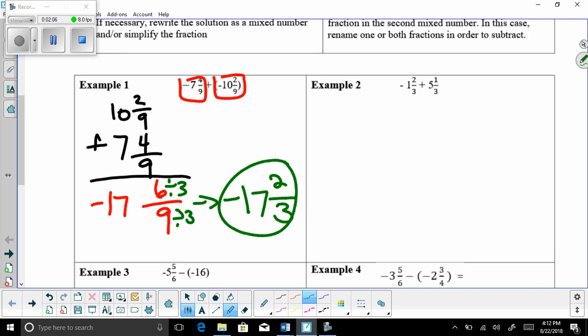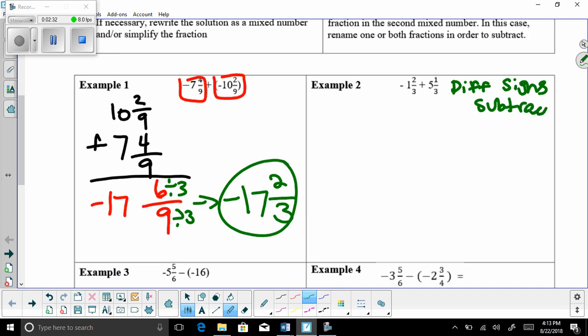If I were to change these to improper fractions, it would have taken me a lot longer. Still possible to solve the problem. It would just take longer. Number two, I have -1 2/3 plus 5 1/3. I do not need to rewrite this problem because it's already written as addition. However, because the signs are different, I know I need to subtract. So different signs means to subtract.